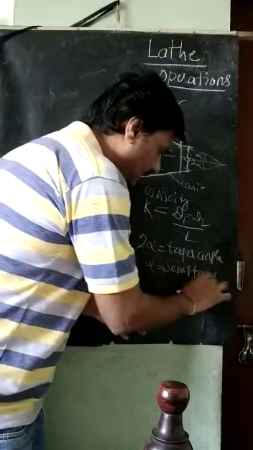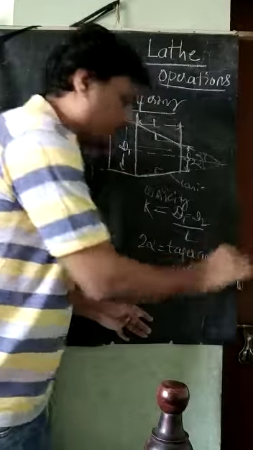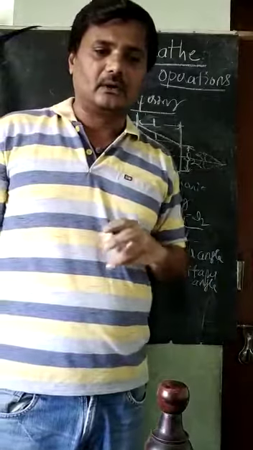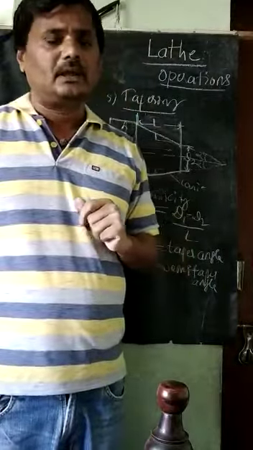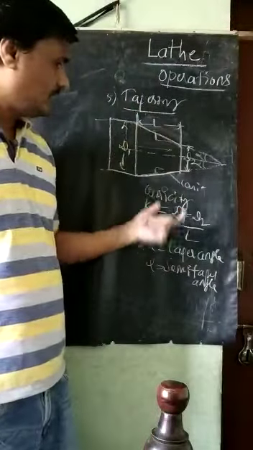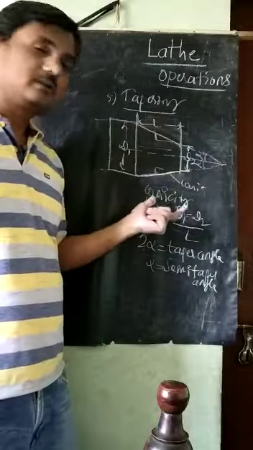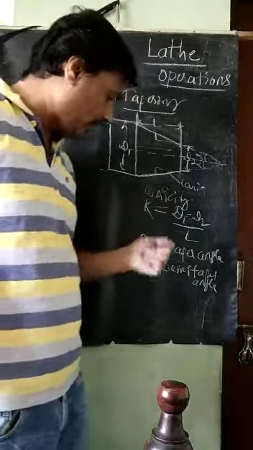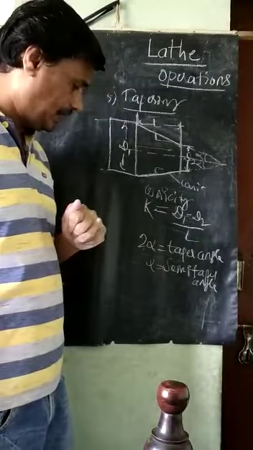Semi-taper angle. This is called the semi-taper angle. The next is the taper section, what it means, and conicity. Then, how to find the taper angle alpha.